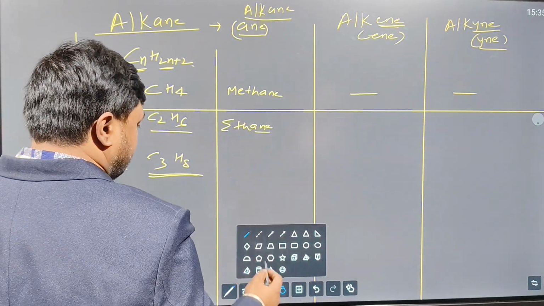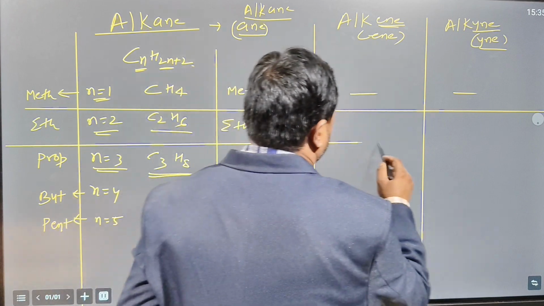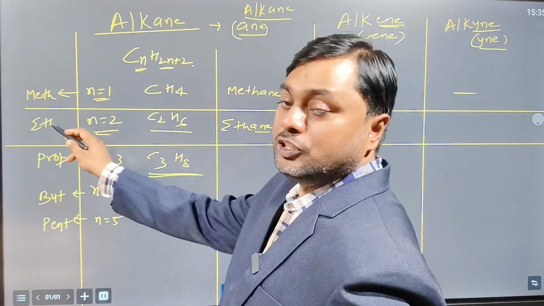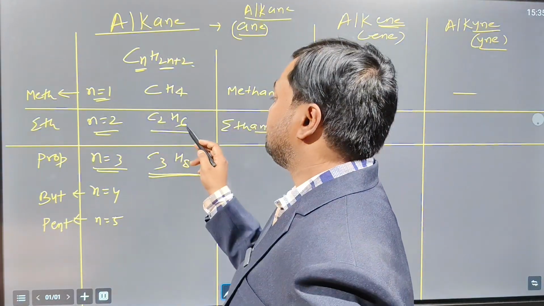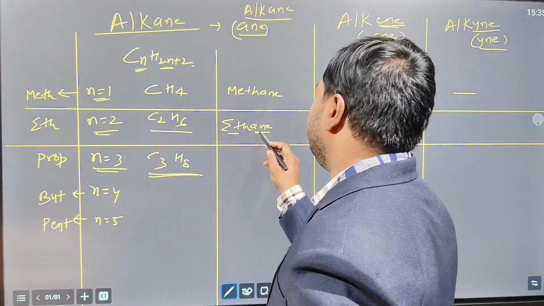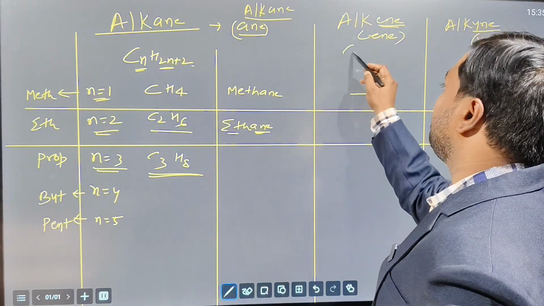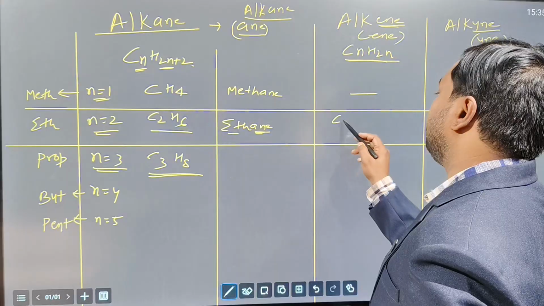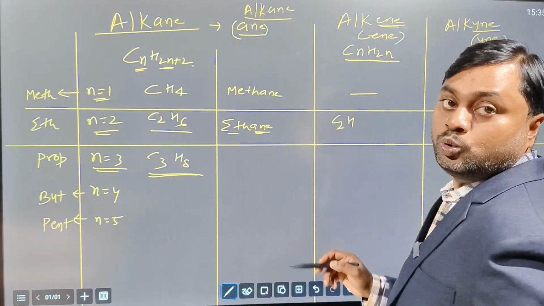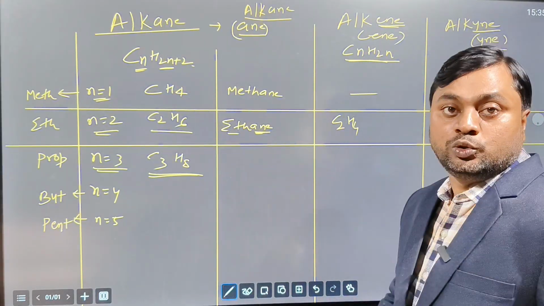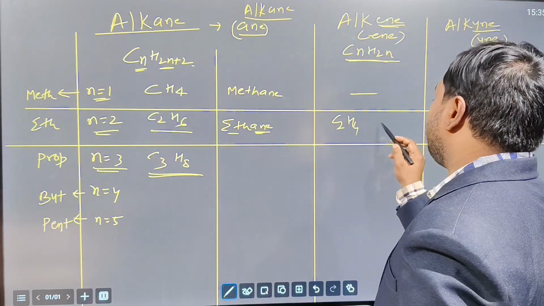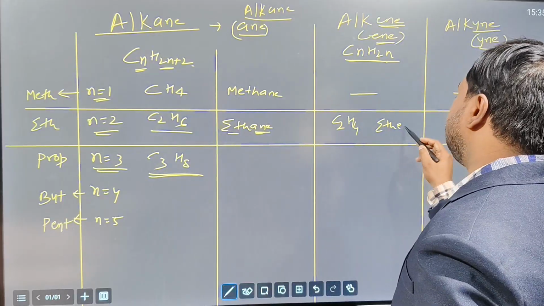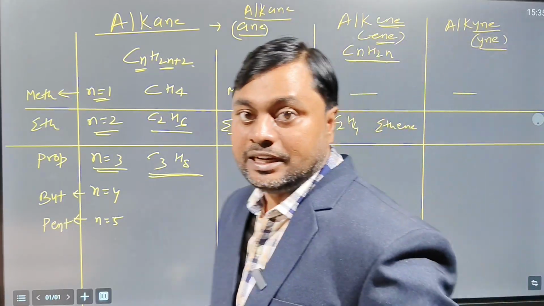Now let's talk about n is equal to 2. So n is equal to 2 means the root word is what? Eth. Okay, C2H6. So the suffix is what? ane. Here, what is the formula of alkene? CnH2n. Yes or no? So substitute n is equal to 2 here. You will get C2H2 into 2, that is C2H4. For 2 carbon we write eth, yes or no? And what suffix do we have to use? ene. So it is ethene. Yes or no? Is it clear?